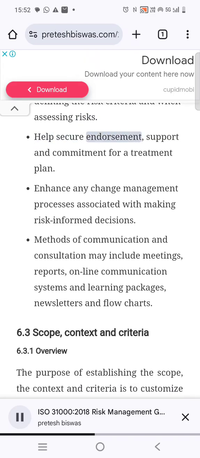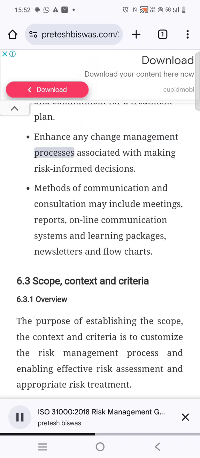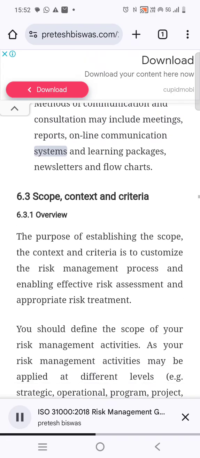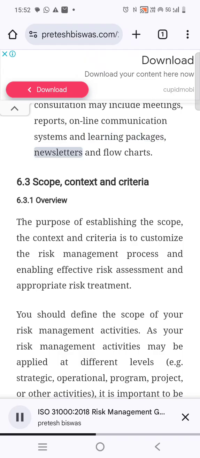Help secure endorsement, support, and commitment for a treatment plan. Enhance any change management processes associated with making risk-informed decisions. Methods of communication and consultation may include meetings, reports, online communication systems and learning packages, newsletters, and flowcharts.